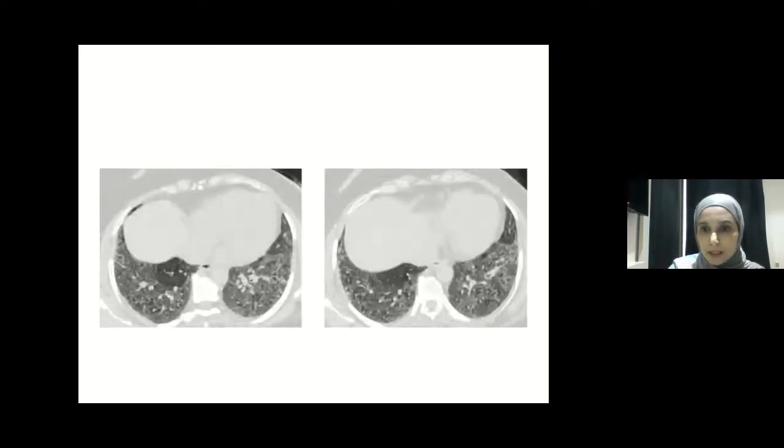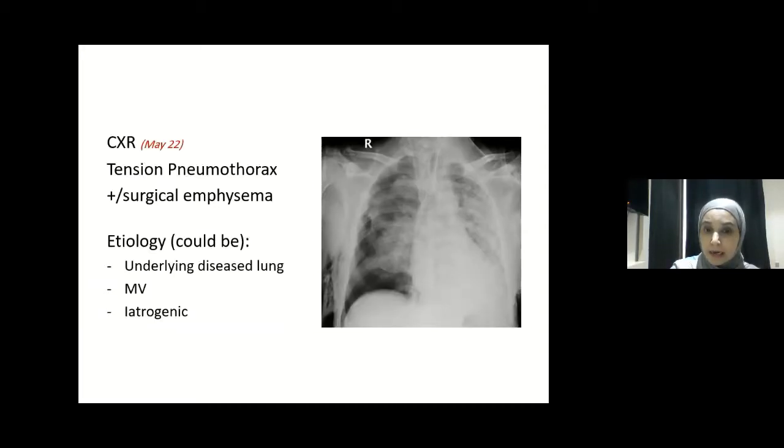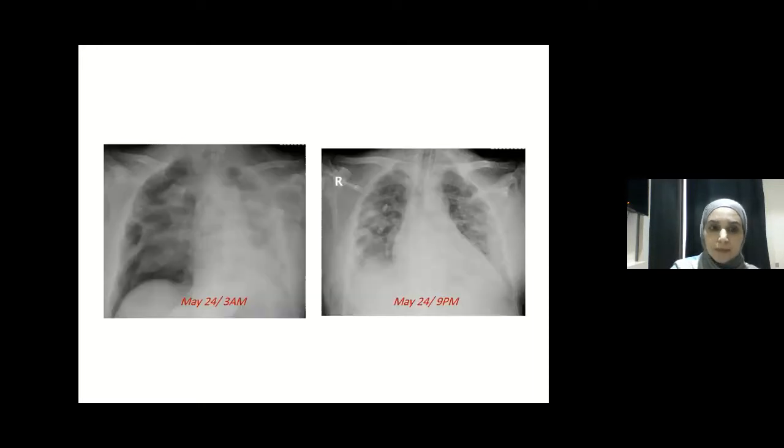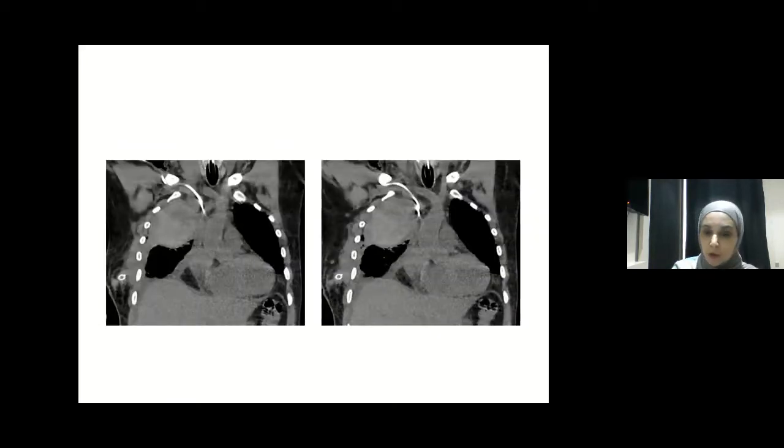These are all CT. And one final important case I want to show you is from the ICU. It's an ARDS complicated case with air leak and tension pneumothorax. A chest tube was inserted and the patient improved. However, a week later, the patient developed an unusually large opacity in the right upper lobe with a list of differentials: this could be consolidation, effusion, empyema, or hematoma. CT was justified and showed a large hematoma in the right upper lobe, and this was followed conservatively.